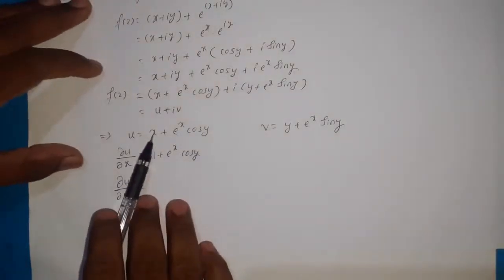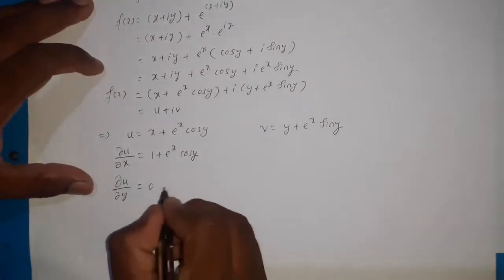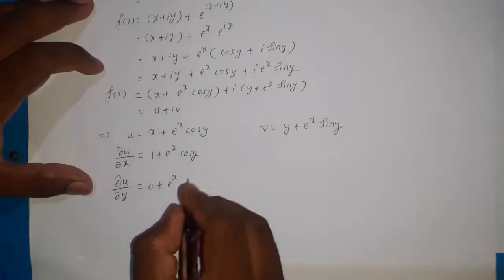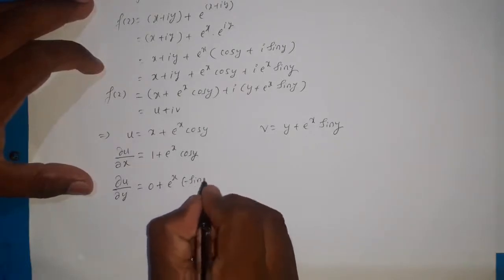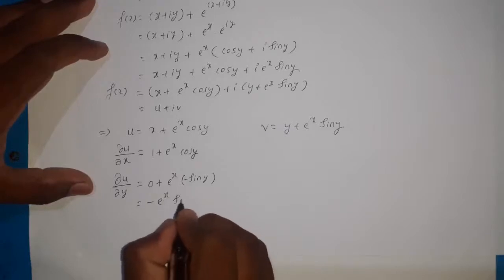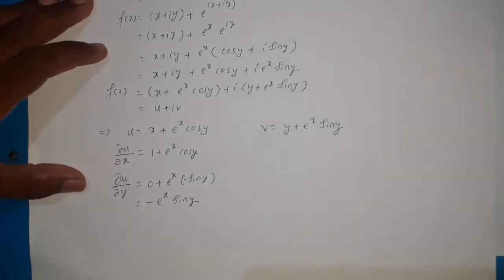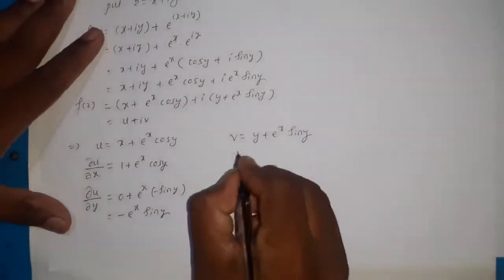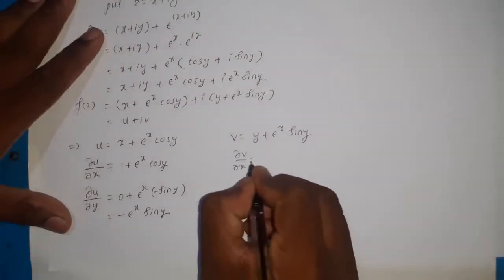Now, x is constant, hence its differentiation is 0 plus e power x as it is, then differentiation of cos y is minus sin y, hence it is minus e power x sin y, which is dou u by dou y, and then dou v by dou x.